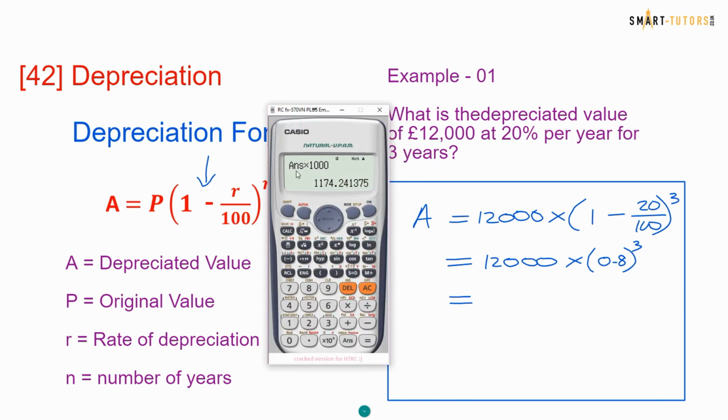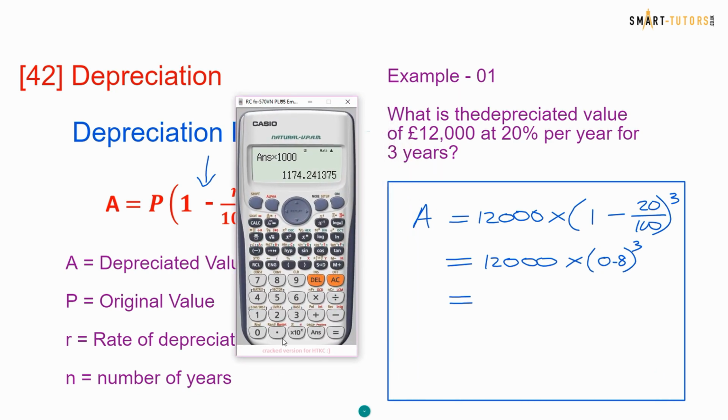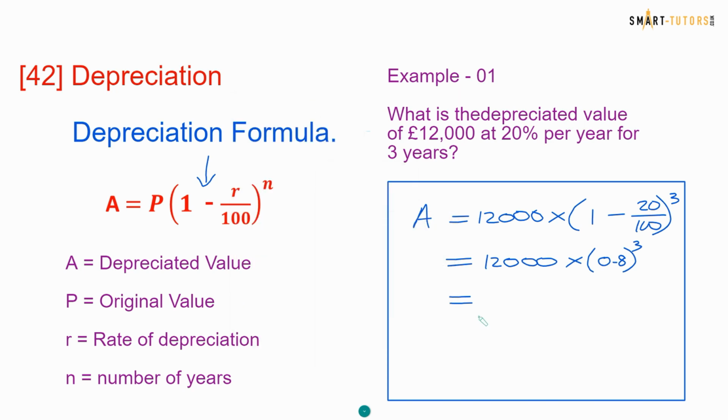So let's do the calculator. 0.8 to the power 3, and the answer is that times 12,000, and that is equal to 6,144. So that is the depreciated value after 3 years. So remember the equation with the minus is depreciation, plus is for compound interest.